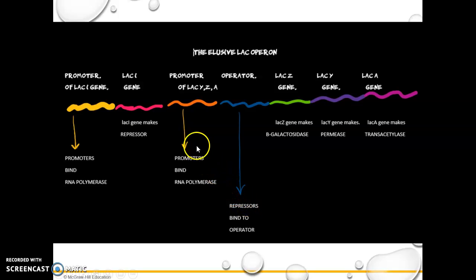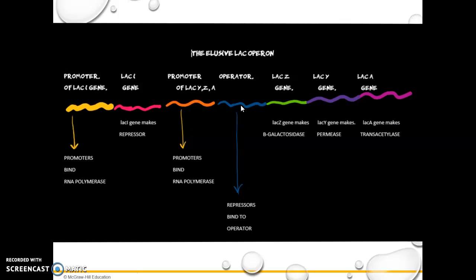Now let's move up a little bit further. I have another gene called the Lac I gene, which actually makes the repressor. And then I have a promoter for that gene. So I have two promoters. One promoter is going to allow RNA polymerase to sit down and make the repressor. The other promoter is going to allow RNA polymerase to sit down and transcribe these three genes. And the operator region is where the repressor sits.